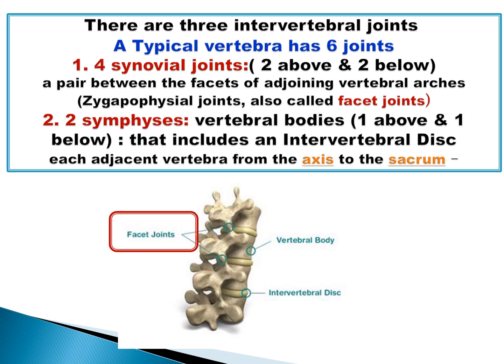Facet joints are the superior and inferior joints between the superior articular facets and inferior articular facets. The intervertebral joints, that is between the bodies, is a symphysis, that is between the upper vertebral body, the lower vertebral body and the intervertebral disc. These are the joints between the vertebral bodies. Joints between the facets and joints between the vertebral bodies.